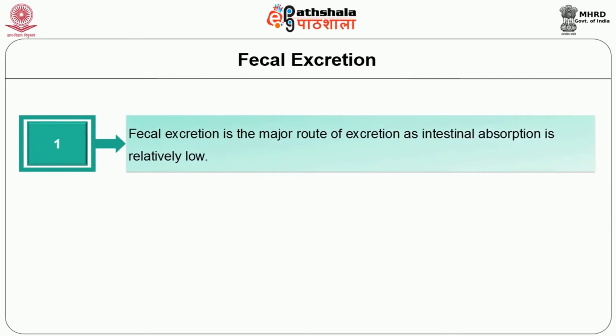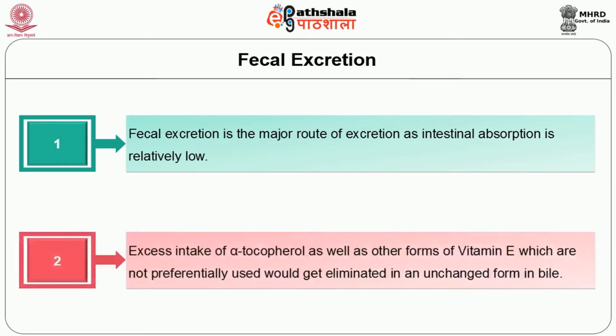Fecal excretion is the major route of excretion as intestinal absorption is relatively low. Excess intake of alpha tocopherol, as well as other forms of vitamin E which are not preferentially used, would get eliminated in an unchanged form in bile.